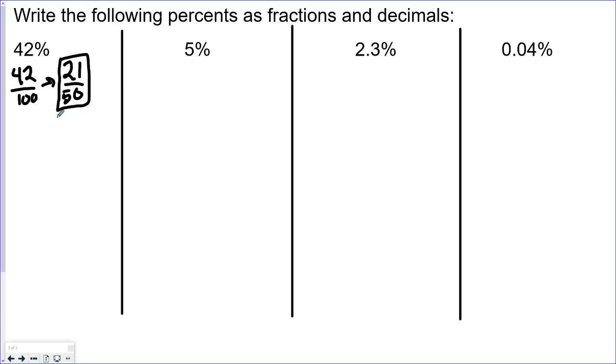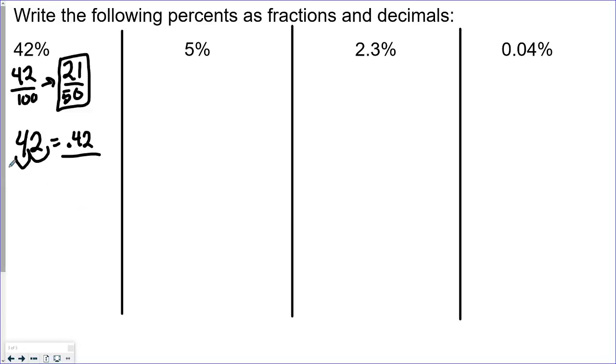What about the decimal form? Well, we're going to take 42, we're going to jump the decimal left twice, and we get 0.42. That's the decimal form. And you can kind of start to see the pattern here. Most of the time you'll be able to do this really quick because you can kind of see what's going to happen.